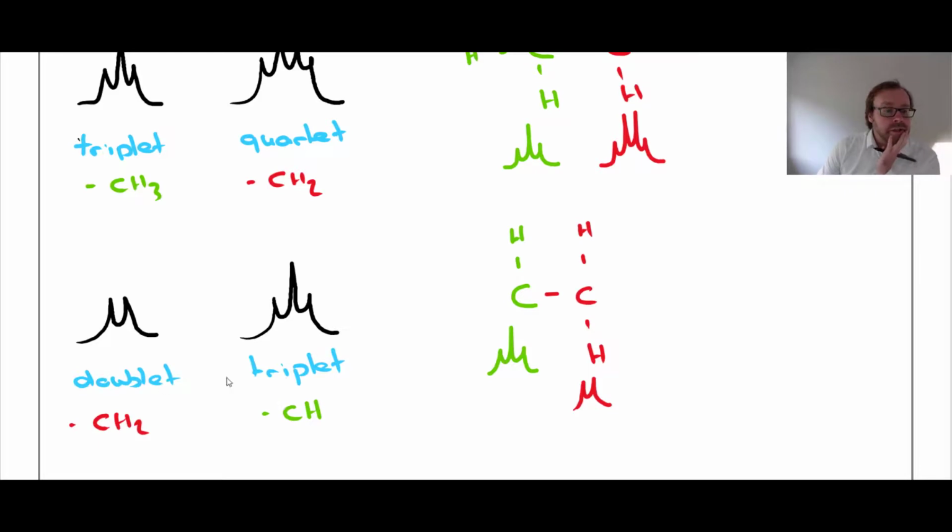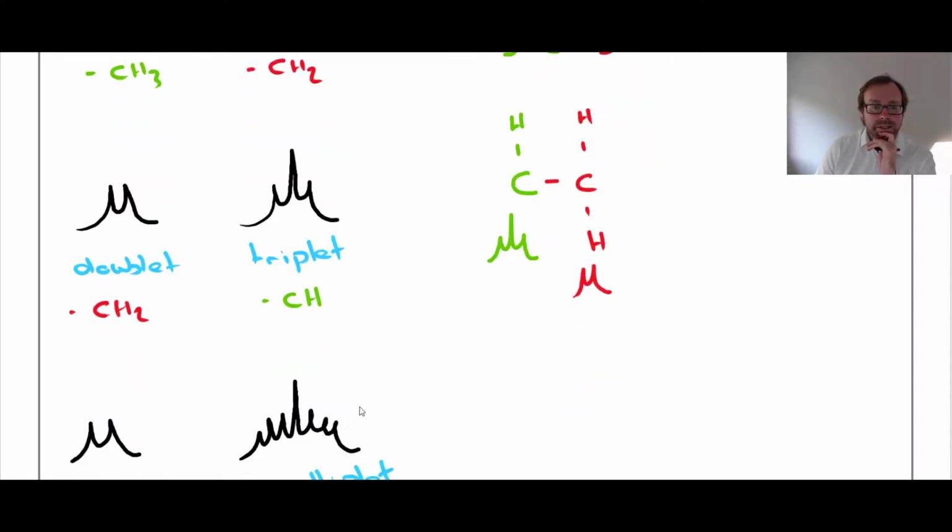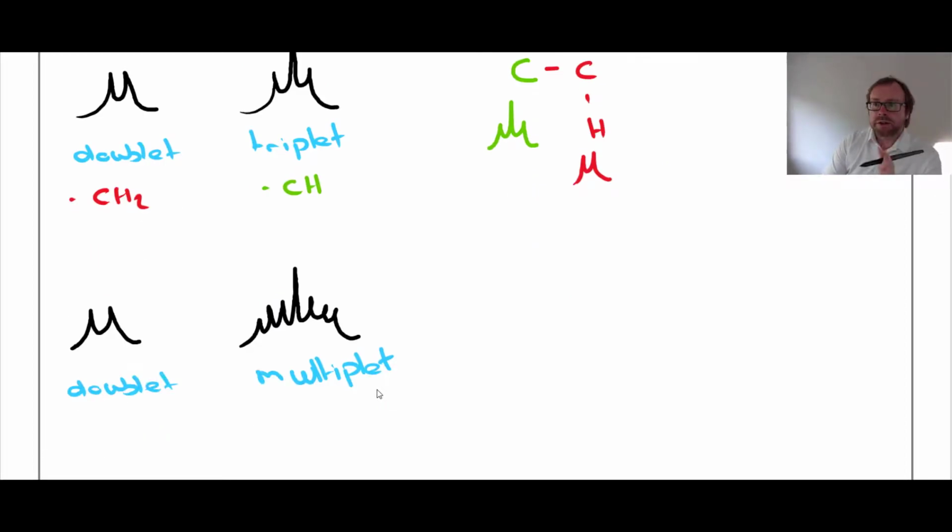So I've got a doublet and a triplet. If I have a doublet and a triplet, I must have a CH and a CH2. Remember, my CH is next to a CH2, so it will split into a triplet. My CH2 group is next to a CH, therefore it will split into a doublet. Okay, I hope you're starting to get the hang of it. I know it is quite difficult.